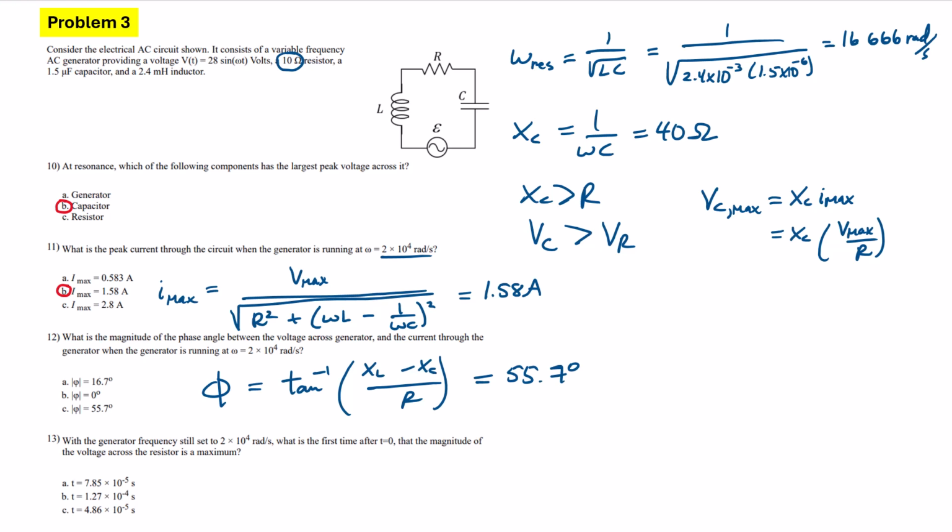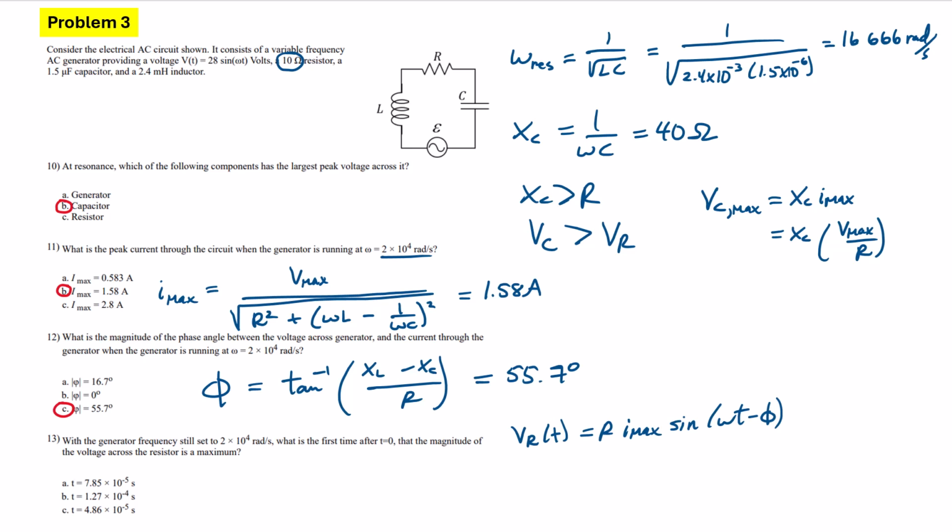And that there corresponds to choice C. All right, and the last question over here says, with the generator frequency still at 2 times 10 to the 4 radians per second, what is the first time after T0 that the magnitude of the voltage across the resistor is at its maximum value? So the voltage across the resistor at every single time is simply R i max multiplied by sine of omega t minus the angle phi that we just solved for.